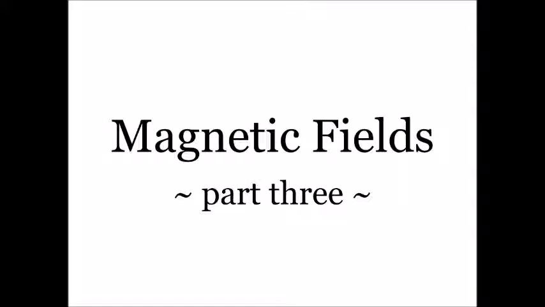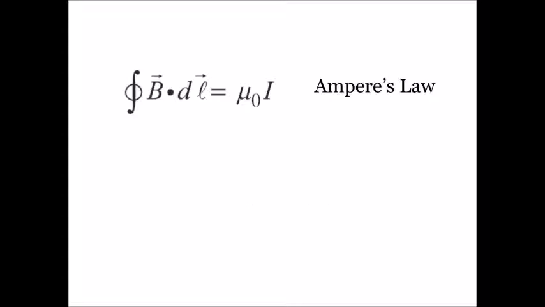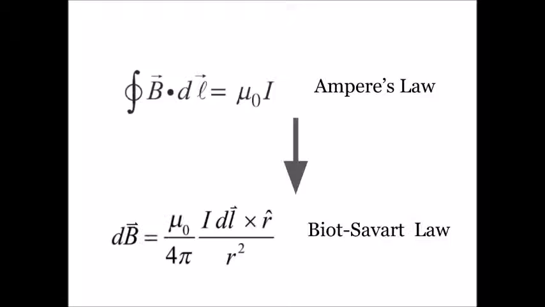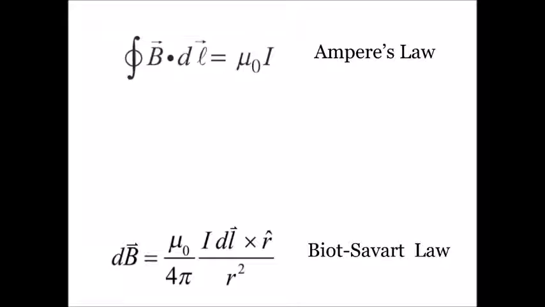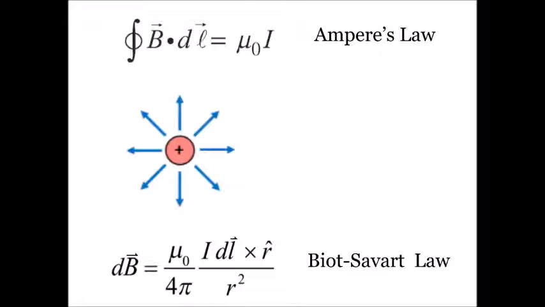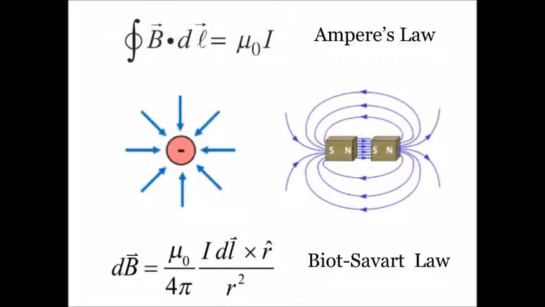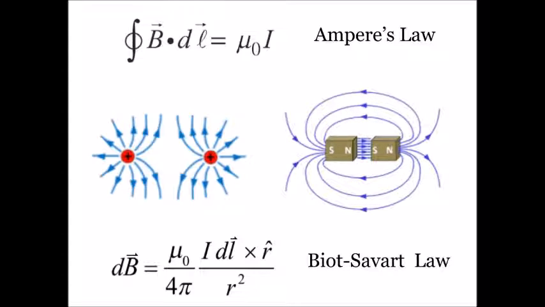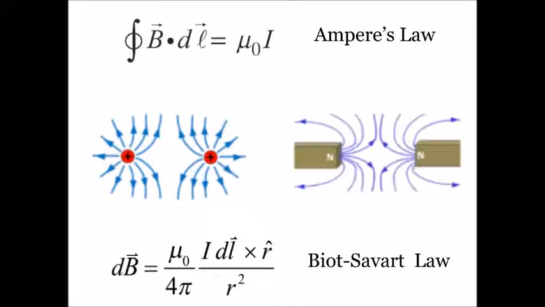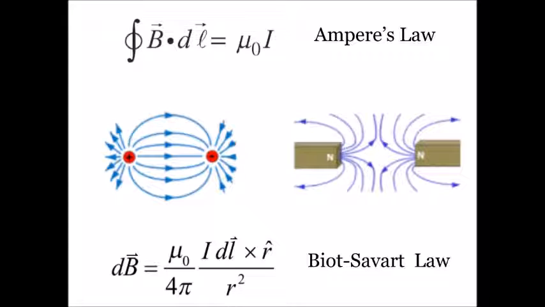Magnetic Fields Part 3. We are trying to show that Ampere's law and the Biot-Savart law are the same thing. And if you think about it, they are. They both relate current to magnetic field, because electricity and magnetism apparently are connected. Electric fields and magnetic fields, are they the same or different? Well, the similar parts are the same and the different parts are different.